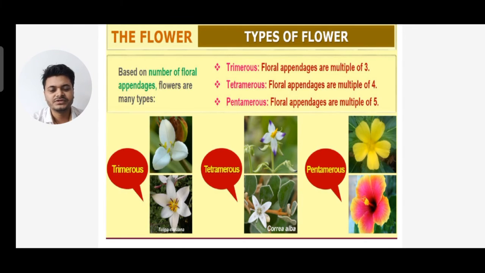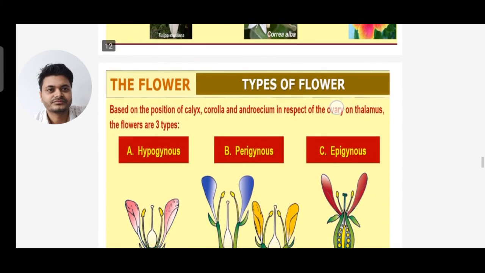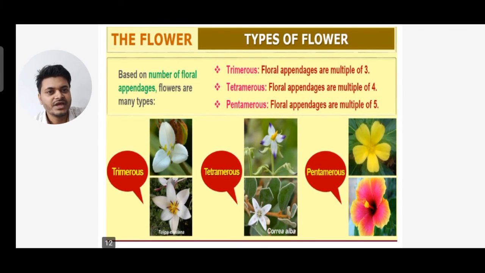So trimerous flowers are mostly found in monocot plants, and tetramerous and pentamerous flowers are mostly found in dicot plants. Trimerous will only be found in monocot plants. Tetramerous and pentamerous orientation will only be found in dicot plants. All right.